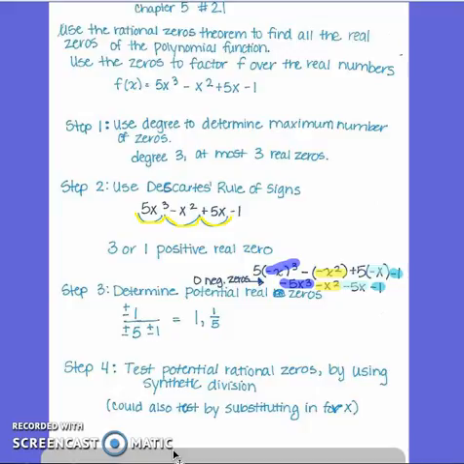You also could test the potential positive real zeros by substituting in that number for x. If you substitute in that number for x, your function should equal 0. If your function equals 0, then that number is a real 0 of your function.